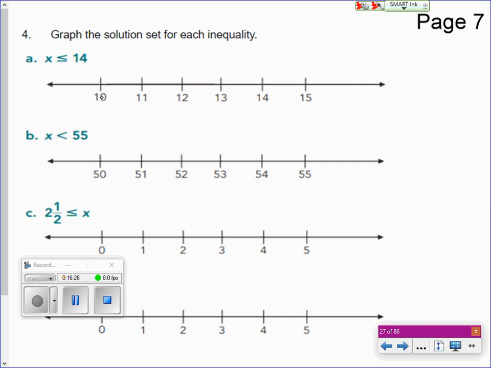Now we're going to graph. So first we look at where am I going to start my graph? 14. So I'm going to start with just a circle. It has the equals to underneath, so I have to shade it in. And now any number that is less than 14 makes this true. So which direction am I going to go? Am I going to shade up here? Well, these numbers up here are not less than 14. So I'm going to shade this direction. And yes, this is how I show my shading.